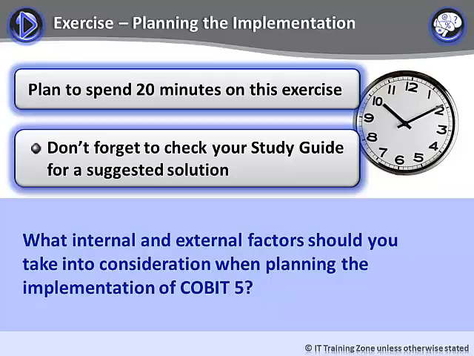Let's start this lesson with an exercise. Aim to spend 20 minutes on this exercise, and don't forget to check out your study guide for a suggested solution. What internal and external factors should you take into consideration when planning the implementation of COBIT 5?